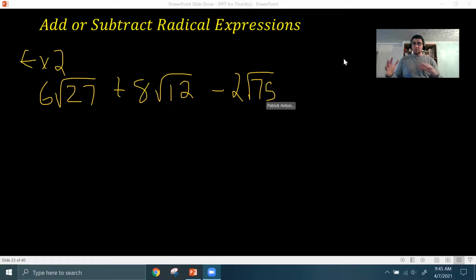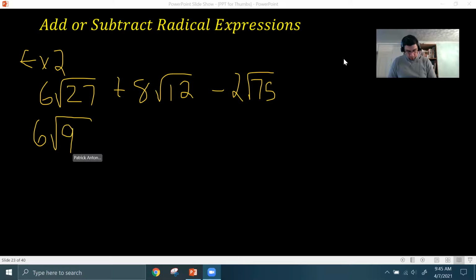Okay, now none of these right now are like terms because none of them have the same square root or the same radicand. However, they are not fully simplified because each of these has at least one perfect square factor inside the radical. So for example, and this is something you have to check for, 27 can be thought of as 9 times 3. Okay, I like to write the perfect square factor first because the next thing I'm going to do is take the square root of that.